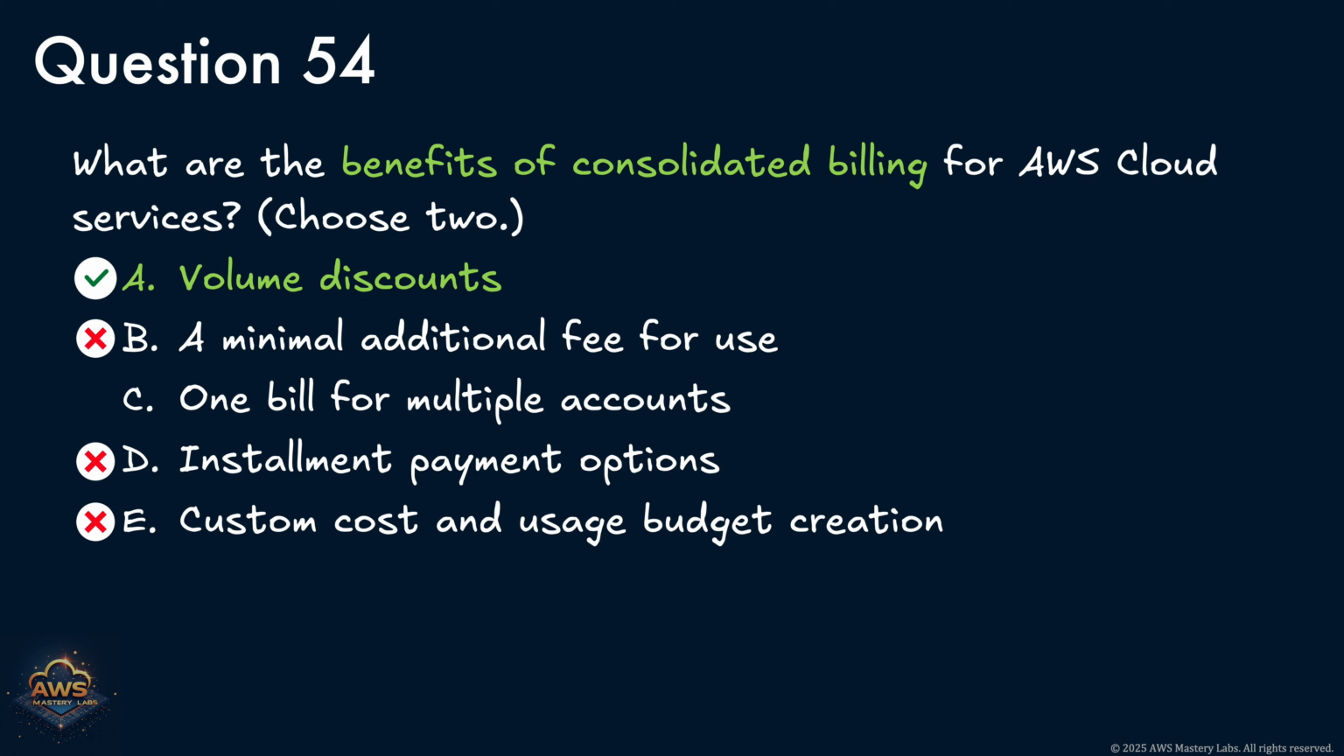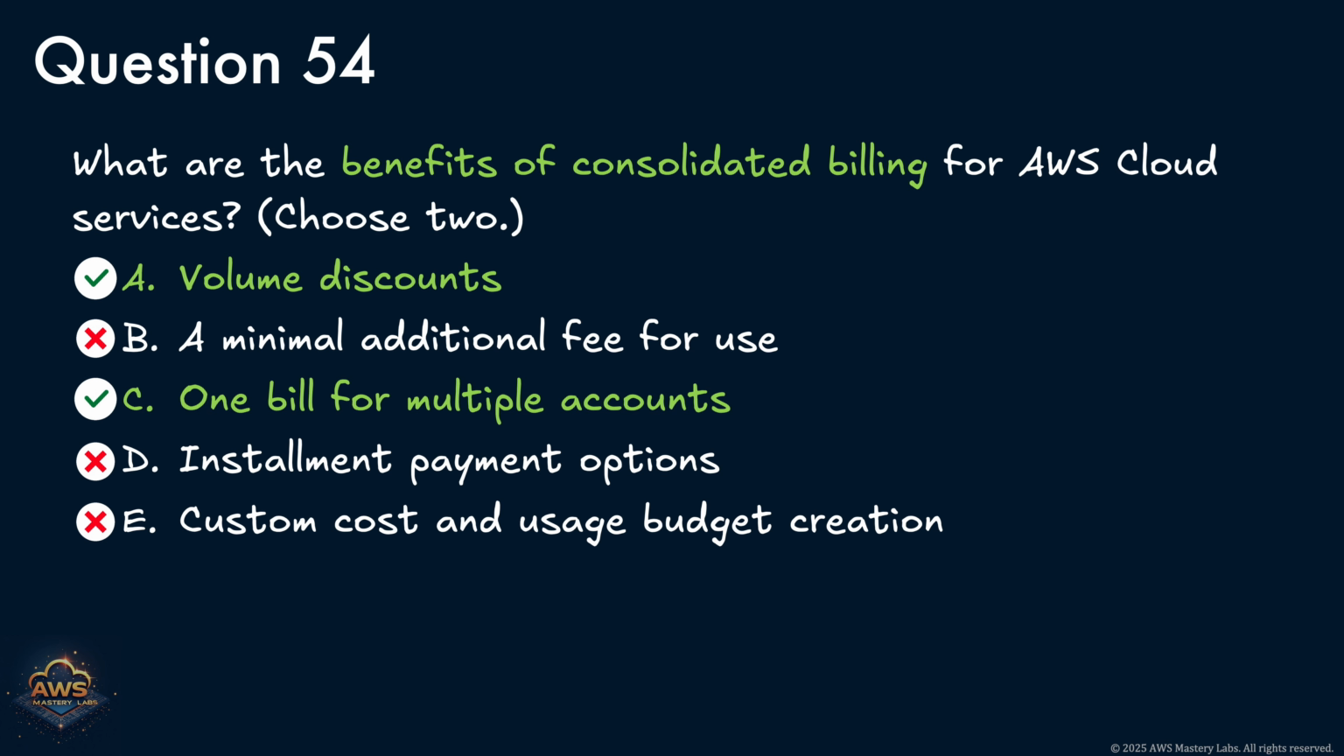Option A, volume discounts. One of the major advantages of consolidated billing is cost savings via aggregated usage. When multiple linked accounts are under a management account, AWS combines their usage for certain services like EC2, S3, and data transfer. This pooled usage qualifies the organization for tiered volume discounts. Correct, because consolidated billing combines account usage to unlock AWS volume discounts, optimizing cost efficiency.